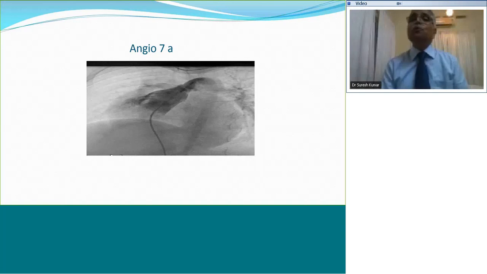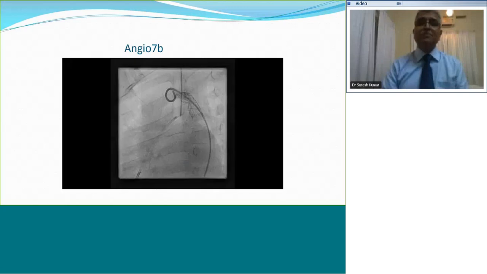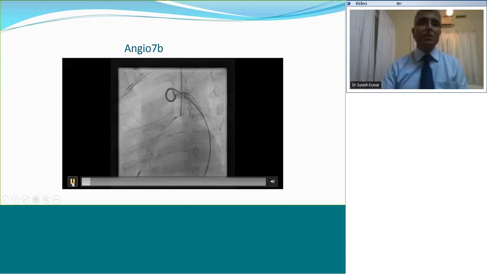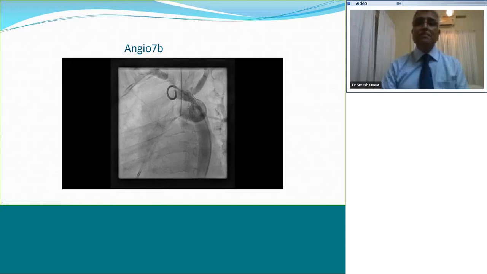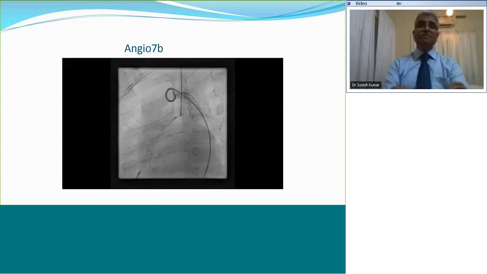Now what can you do for this patient? That was the big question. So look at the next angio. So can you describe what is it that's happening here? Now that you have a clue as to what was the anatomy. Tell me this procedure and its outcome.